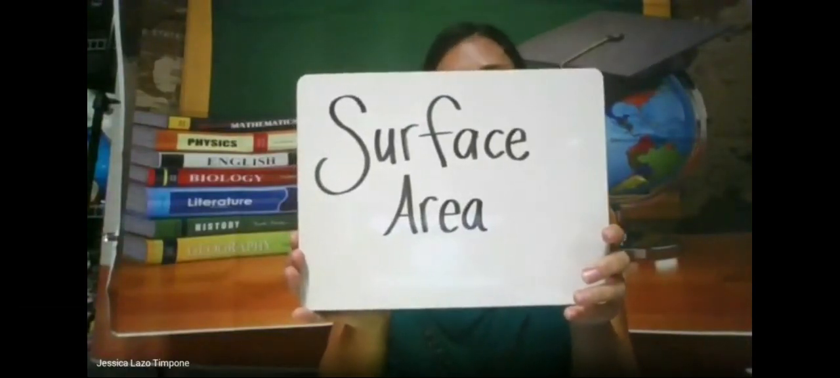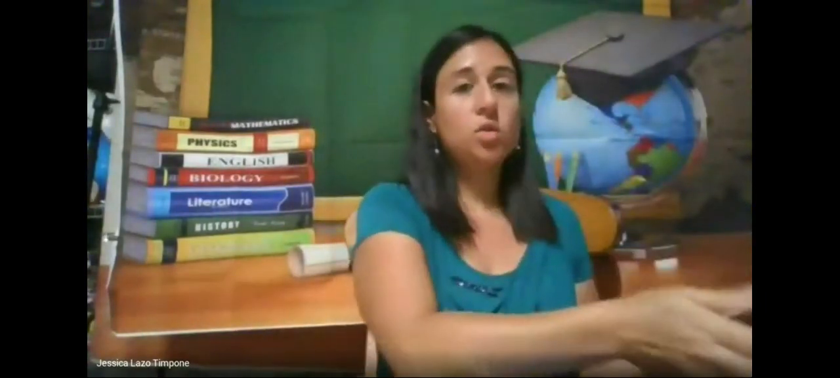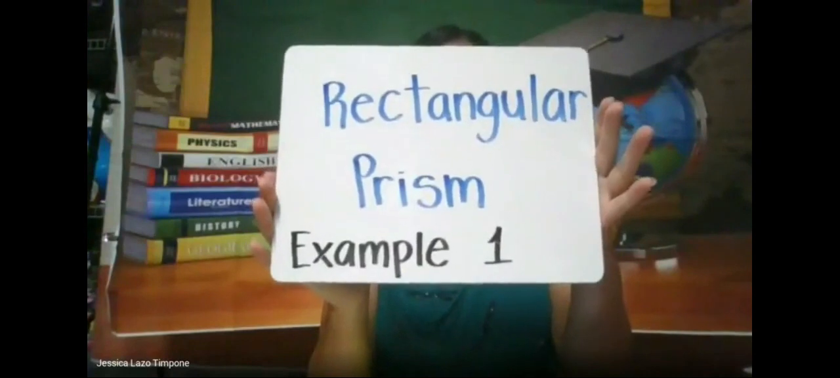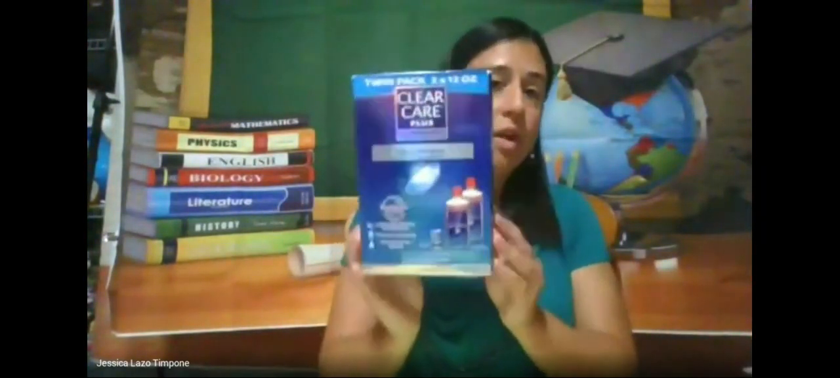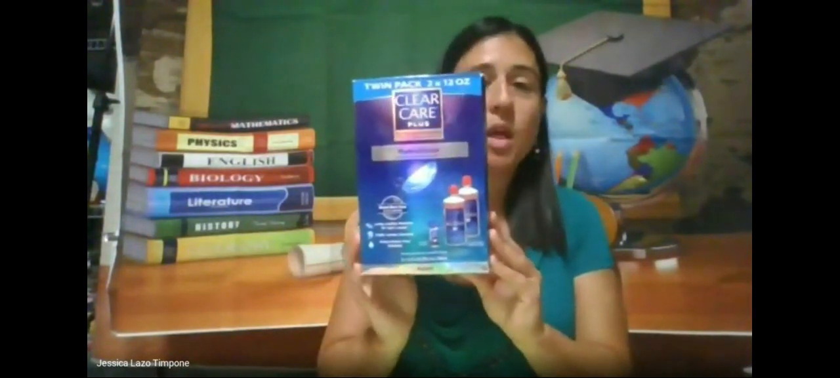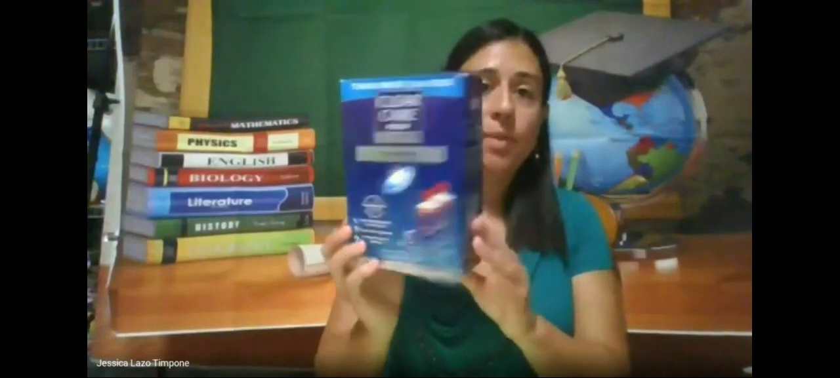Going to be doing surface area today. We're going to start off with rectangular prisms, example number 1. And we're going to start off with the contact box from our nets video. Now we're going to open up this box so that we can see the net.